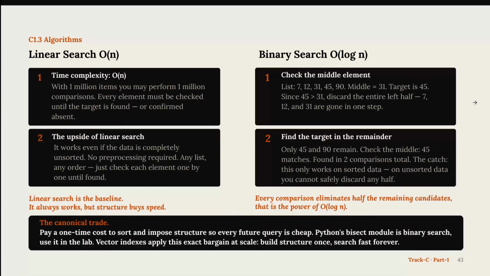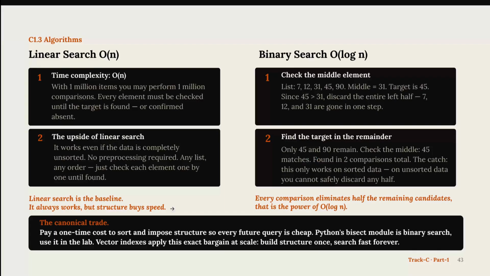In linear search, every element must be checked until the target is found. In binary search, you split the data into half and then search on the left or right, so half of the elements are eliminated at any given point in time. That's why binary search is faster. The upside of linear search is that it works on data that need not be sorted. The catch on the binary search side is that it only works on sorted data, so additional compute is required to sort the data. Linear search is the baseline, it always works, but structure buys speed.